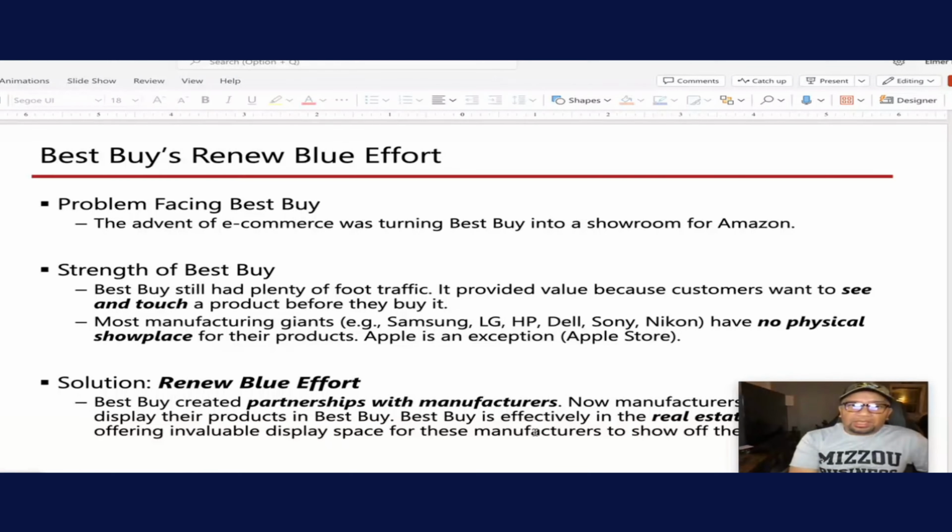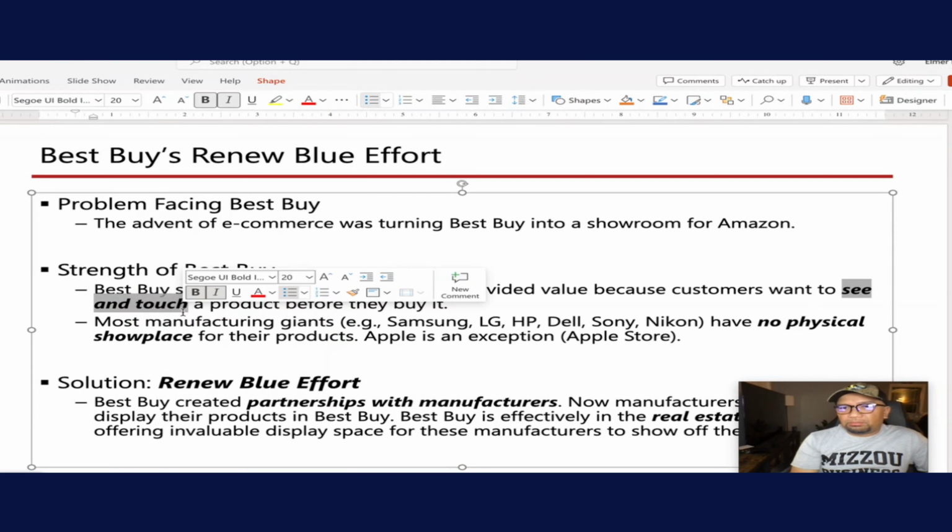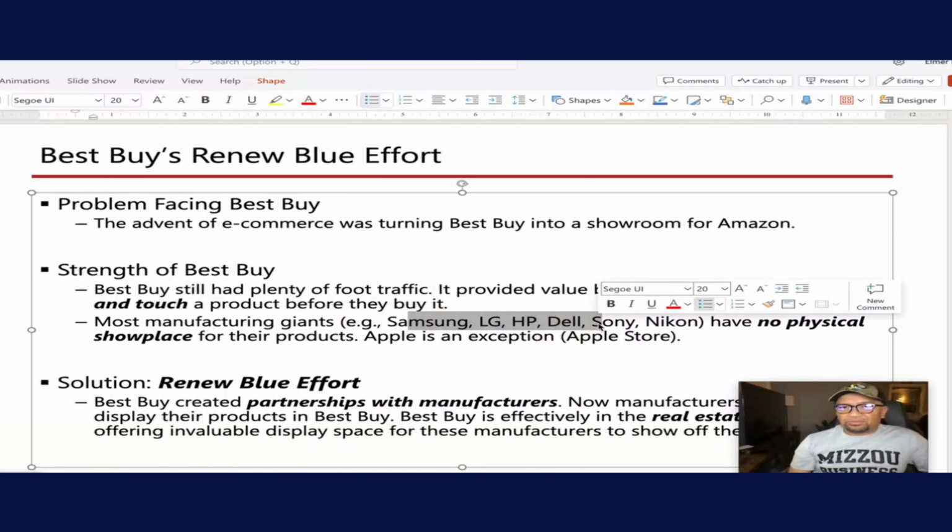So that's been a good solution because Best Buy wins. They get money for showing stuff like that. It works out for the manufacturer because people still, as I put on here, people still want to see and touch a product before they buy it. And many of these things that are for sale online by big manufacturing giants, like what I listed here, they have no physical show places.